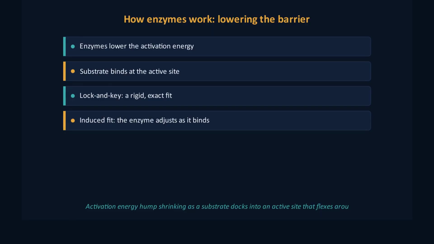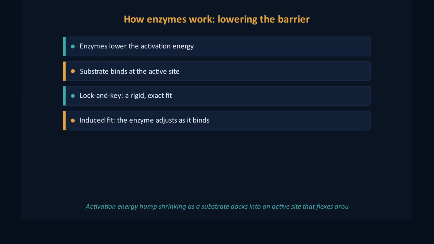Every reaction faces an energy barrier called the activation energy, the energy hump that reactants must get over before they can become products. An enzyme works by lowering that activation energy. It does this by binding the substrate, the reacting molecule, at a special pocket called the active site.